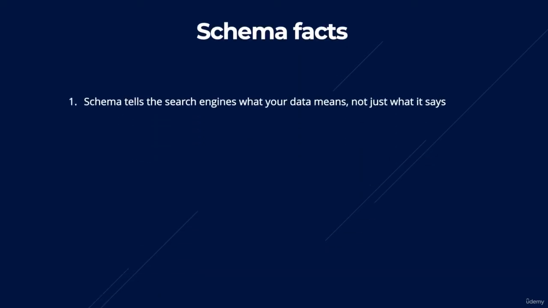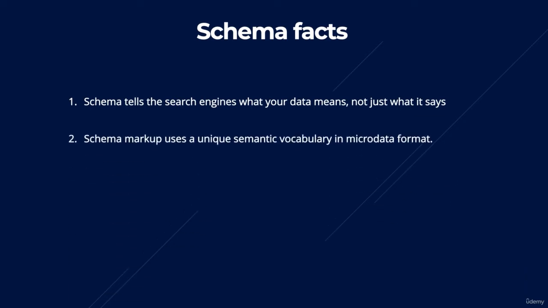The first, schema tells search engines what your data means, not just what it says. Schema markup uses a unique semantic vocabulary in microdata format. You don't need to learn any new coding skills. Web pages with markup still use HTML. The only difference is adding bits of schema vocab to the HTML microdata.